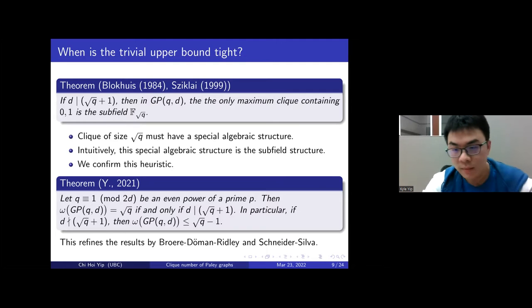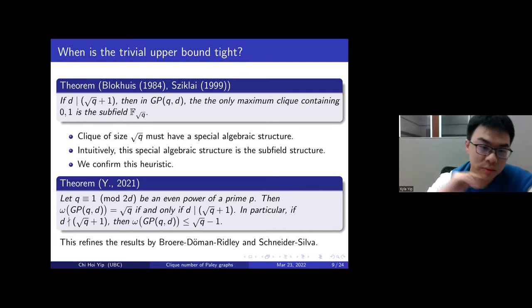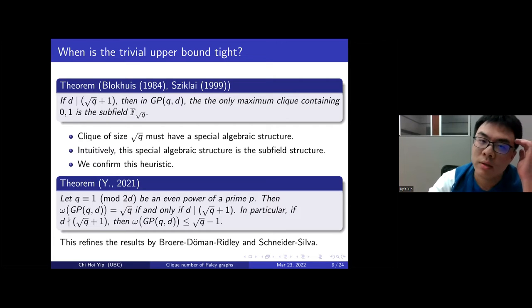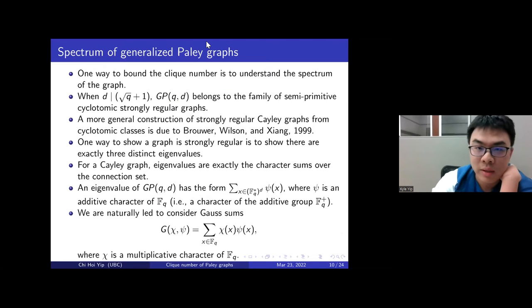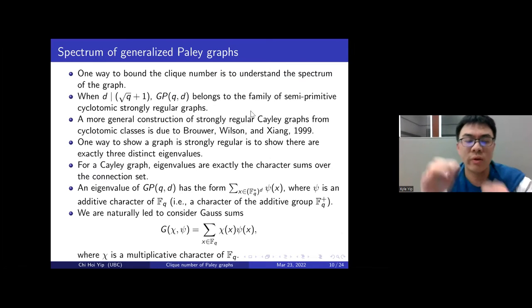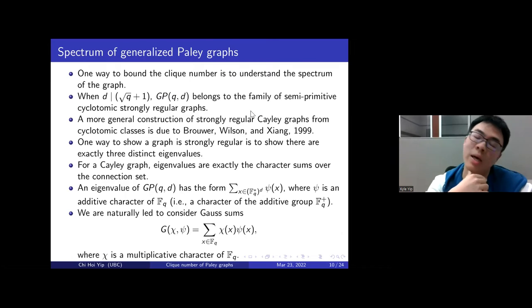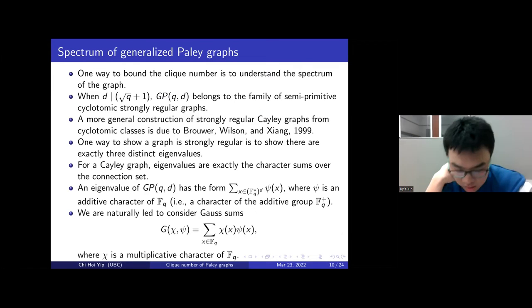Okay, so I will try to give a very rough idea of this proof. But before that, I would like to motivate the idea of the proof by talking about something related to spectral graph theory. And the motivation is that we have many algebraic graph theory bounds to bound the clique number. And usually for those kinds of bounds, we need to have some understanding of the spectrum of the graph.